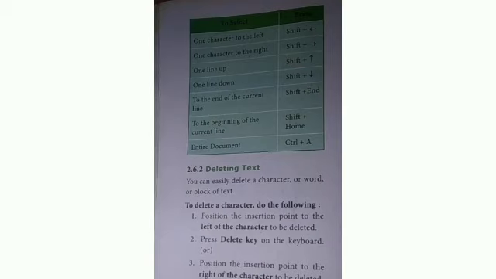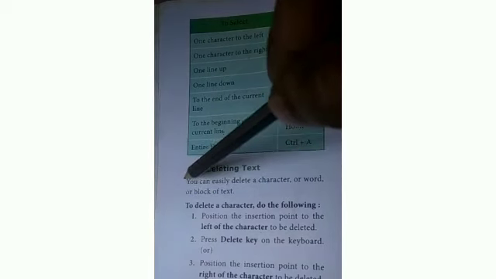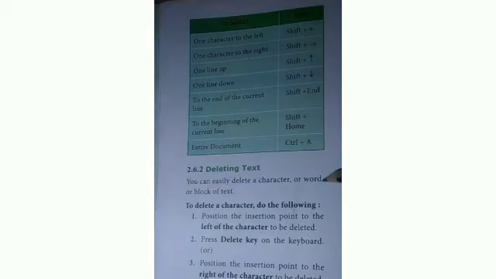If we want to select one line up, we can use the key combination shift plus up arrow. For example, the cursor is here, and we have to select the particular line, so we use shift plus up arrow. If we want to select one line down, for example, the cursor is here, and we want to select this particular line, we can use the key combination shift plus down arrow. To the end of the current line means shift plus end.